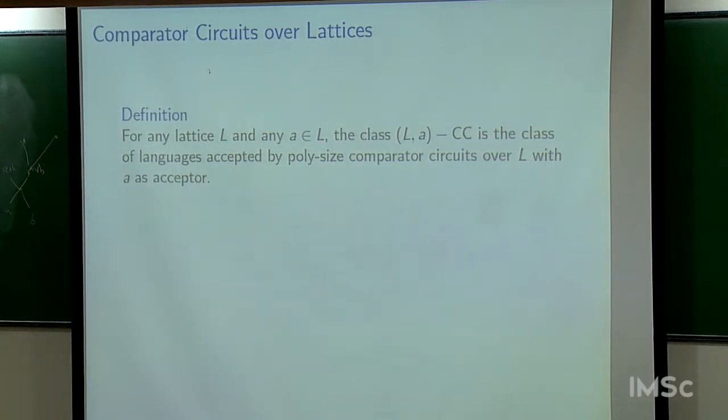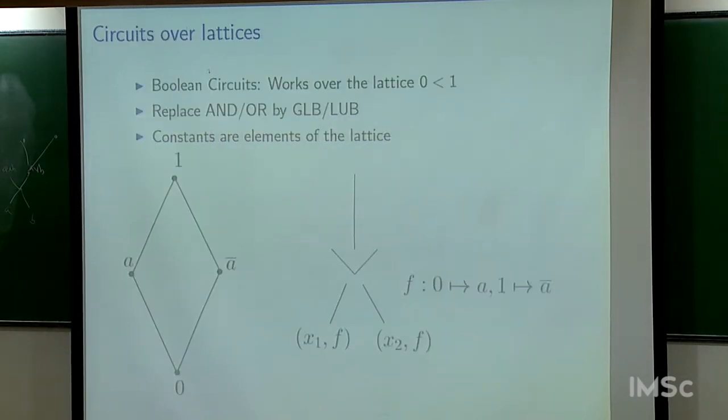We'll see why. So first we'll do this definition. For any lattice L and any element A of L, we define L comma ACC as the class of languages accepted by polysize circuits working over L with A as acceptor. So this can be thought of as a circuit over this lattice with 1 as the acceptor, if we want it to accept if and only if x1 and x2 are different.